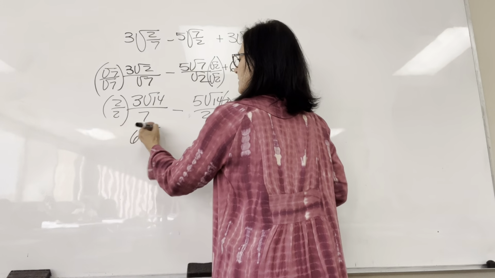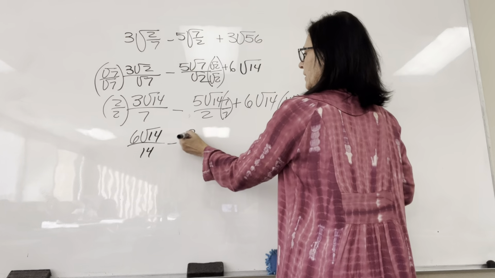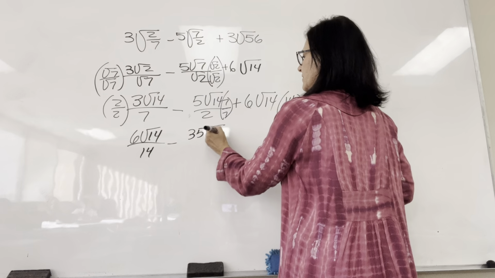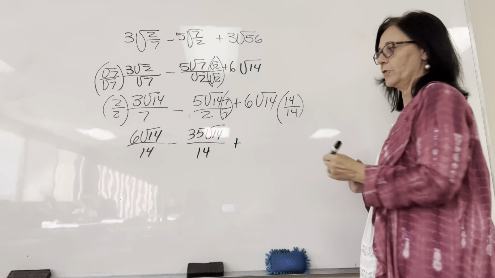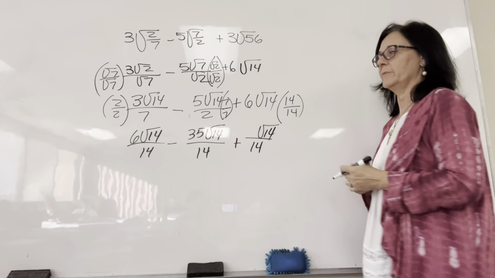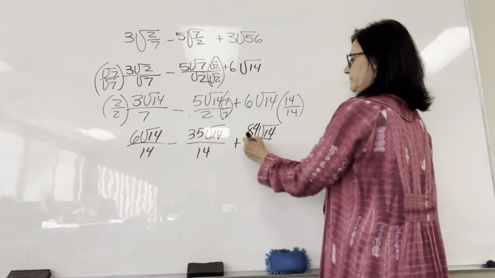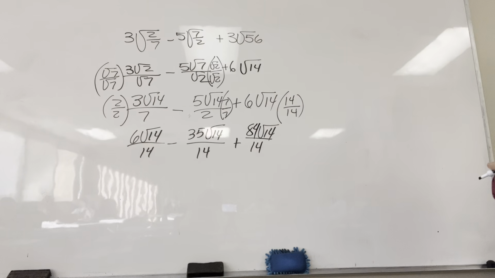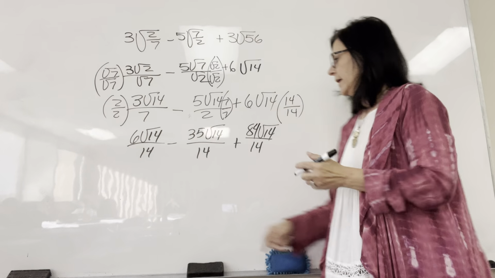And we have 6 square root of 14 over 14 minus 35 square root of 14 over 14 plus, what's 6 times 14? Do mental math. 84. 84, yes. Now we can add our coefficients.